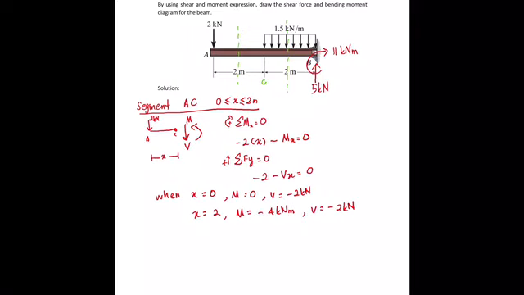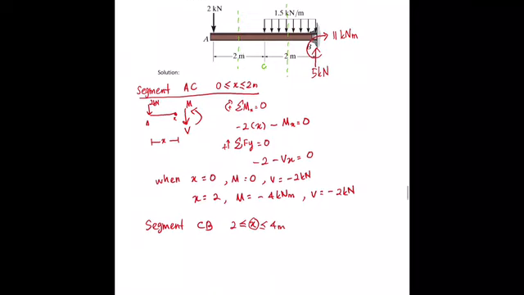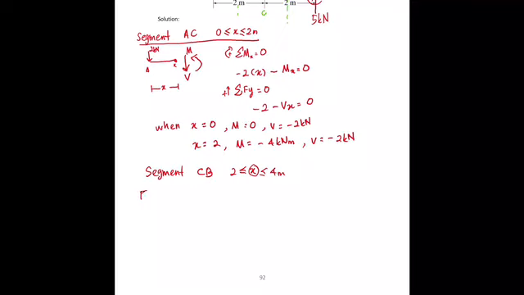And then with the same steps, you do for CB. The range of x is between 2 and 4 meter, so x should be greater than 2 and smaller than 4. So you draw the free body diagram. It's up to you, either you want to take from left or from the right. If I take from left, which is from A, you have this free body diagram.